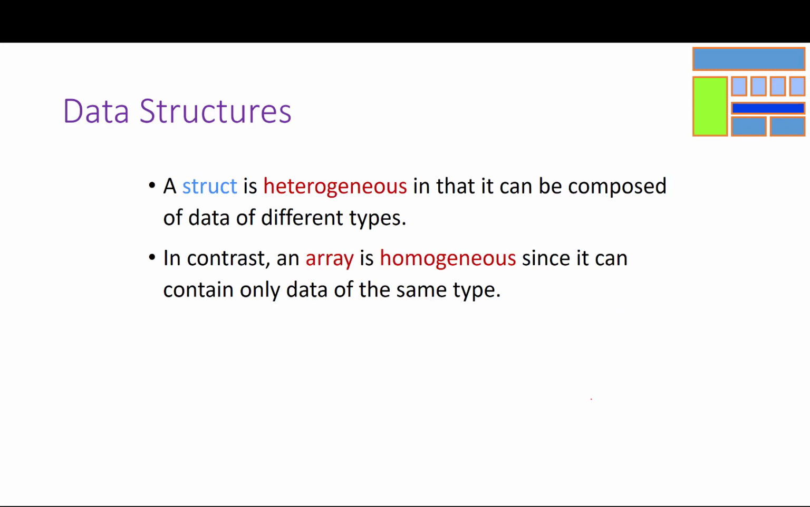The main difference between data structures and arrays is that data structures have heterogeneous or different data types inside them, but arrays are homogeneous. So inside arrays we can only have characters or ints or doubles. We can't have them mixed there, right? Which is the big advantage of data structures.